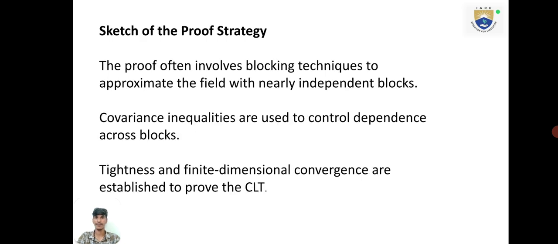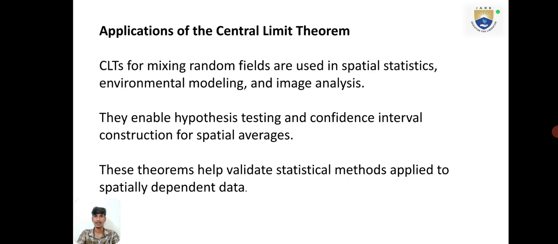Sketch of the proof strategy. The proof often involves blocking techniques to approximate the field with nearly independent blocks. Covariance inequalities are used to control dependence across blocks. Tightness and finite dimensional convergence are established to prove the CLT.